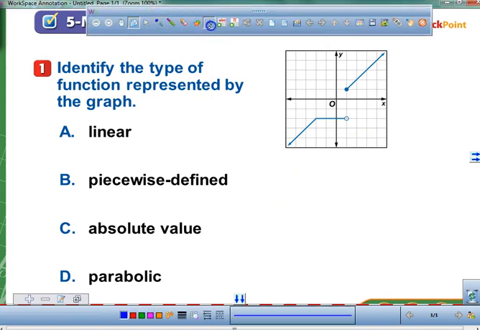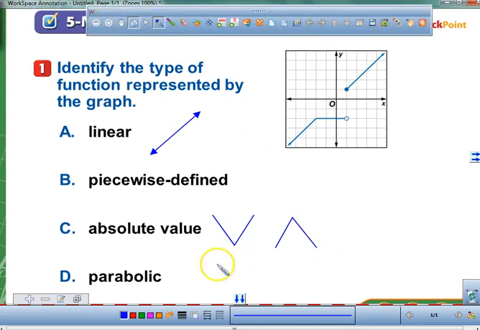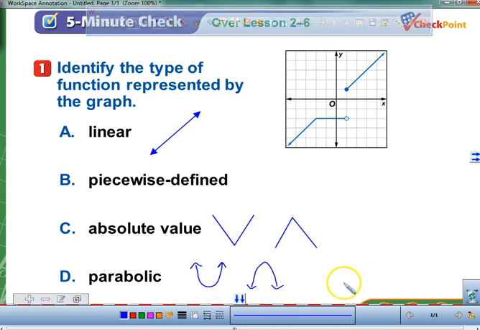So just remember, a linear function, everybody, you're going to have a line. An absolute value function is going to look like this, or like this. A parabolic function is going to be a parabola. It's either going to open up or down. So I want you guys to understand what we're going to be transforming: we're going to transform linear functions, absolute value functions, and also parabolic or quadratic functions. Okay? So those are what we're going to be talking about. So yes, the answer is B.